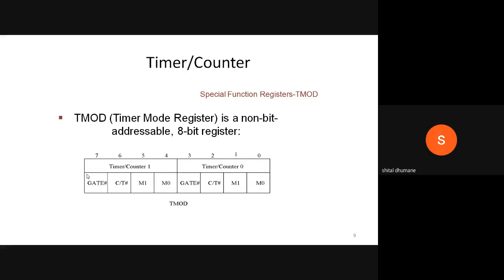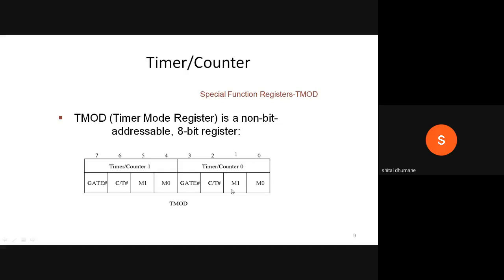This is the first one, TMOD, the timer mode register. It is a non-bit addressable 8-bit register. All the special function registers are 8-bit, because your 8051 is an 8-bit microcontroller, and all the general purpose registers are also 8-bit. Only two 16-bit registers are there, that is DPTR and the program counter. This is the standard format for all the special function registers, and you should remember it.